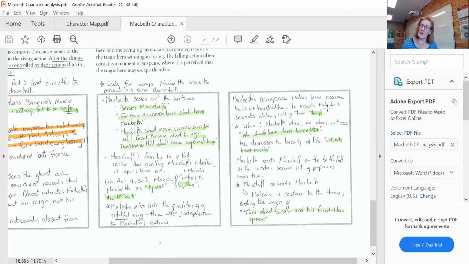Okay, and so being able to identify those aspects so that if someone asked me a question about Macbeth, I'd be able to talk quite flexibly about it. That is the whole point of this process.